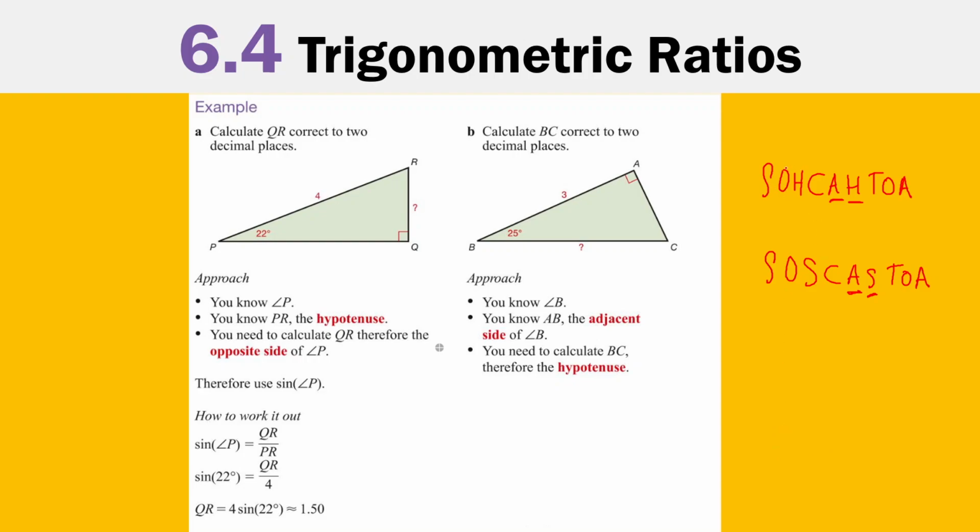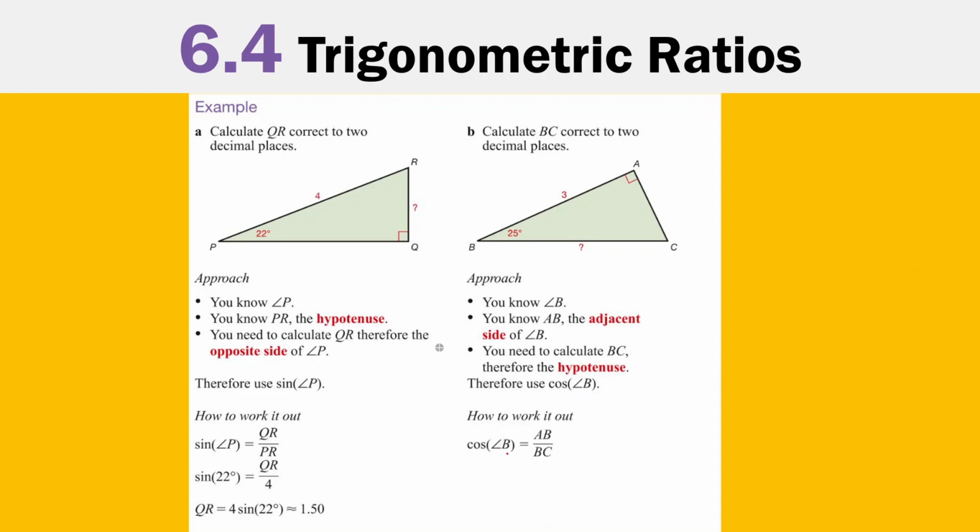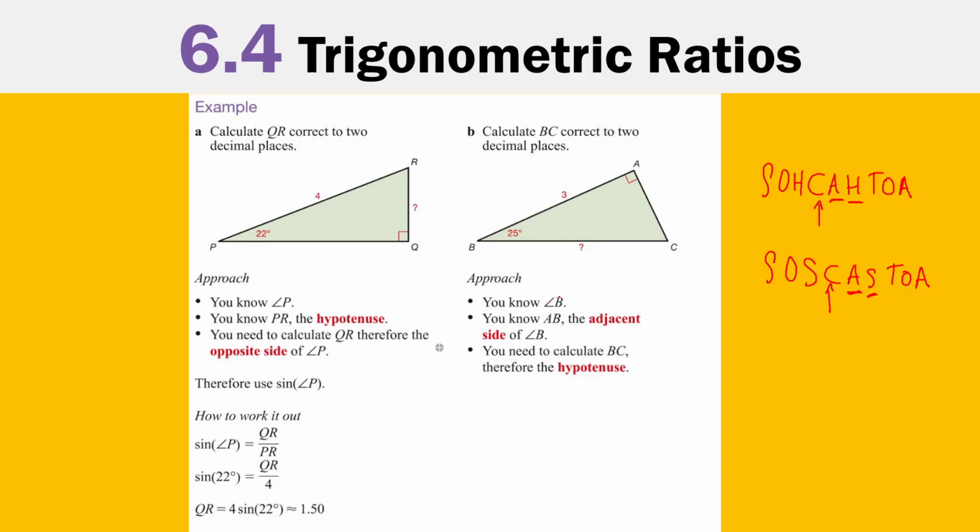I cannot use this one because here I use opposite and here I use opposite. I have to use the C. So which ratio do I have to use here? We're going to use the cosine of angle B, because then I get cosine angle B is AB divided by BC. Right? So I think for a lot of you who start with this kind of exercises, it can help a lot to write down this abbreviation and just take a look, which two do I know, or which one do I know and which one do I want to calculate.